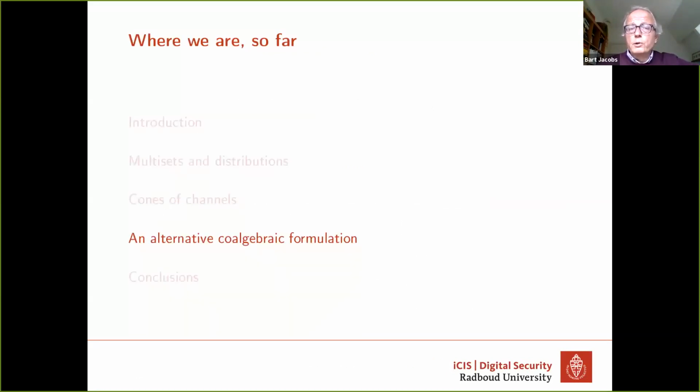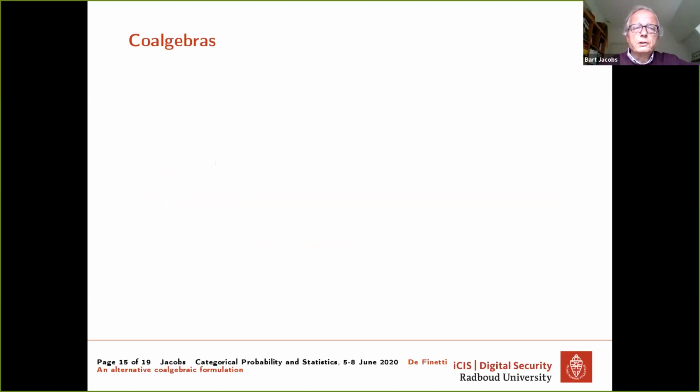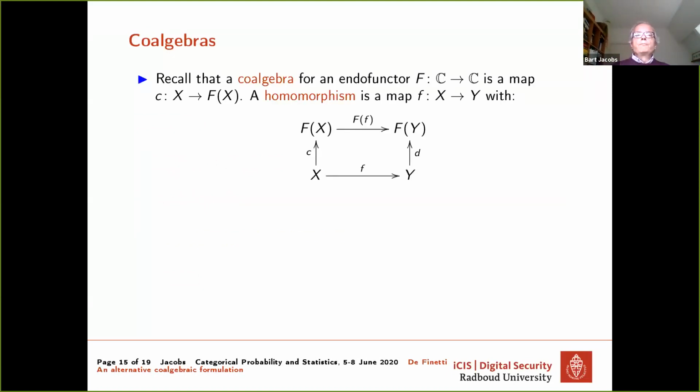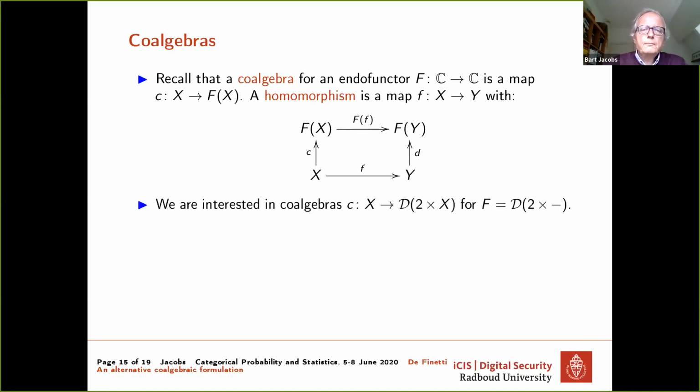So there's an alternative coalgebra formulation for this. What is a coalgebra for an endofunctor? For a functor F from a category C to itself, it is a map c from X to F of X. And a homomorphism of coalgebras is a map between the underlying objects giving such a commuting square. And we are interested in very special coalgebras of this form, from X to D of 2 times X. So the functor F is distribution over 2 times blank.